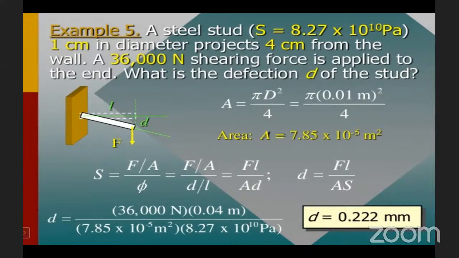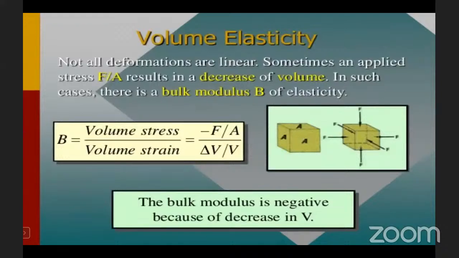Okay, now see another one: volume elasticity. Not all deformations are linear. Sometimes applying the stress F by A results in a decrease of volume. In such cases, there is a bulk modulus B of elasticity. The bulk modulus is volume stress by volume strain. That means minus F by A by the change of volume by the original volume.